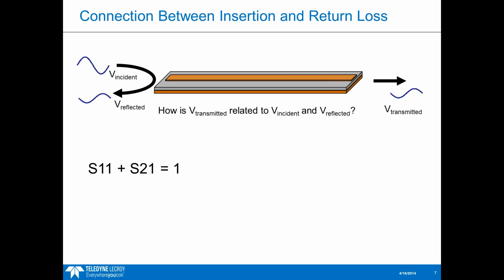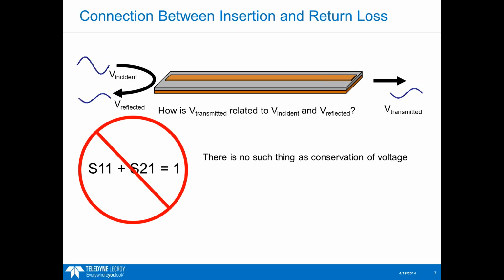So I think a logical guess is that the incident is going to be equal to the reflected plus the transmitted, right? If it doesn't get reflected, it's going through the other side. And if you put that in S parameter terms, that would be S11 plus S21 is equal to 1. So that just says what we send in is the sum of what's coming out of both ends.